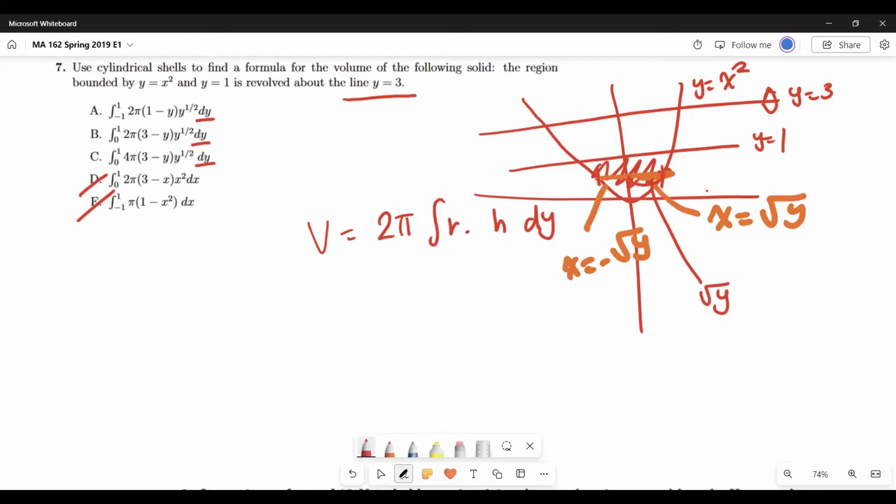So if you want to find this line, this is square root of y, right? So square root of y to 0. And this is also negative square root of y to 0. So this is also square root of y. So the height of this line is square root of y plus square root of y. So it's 2 square root of y. Okay, we have that.